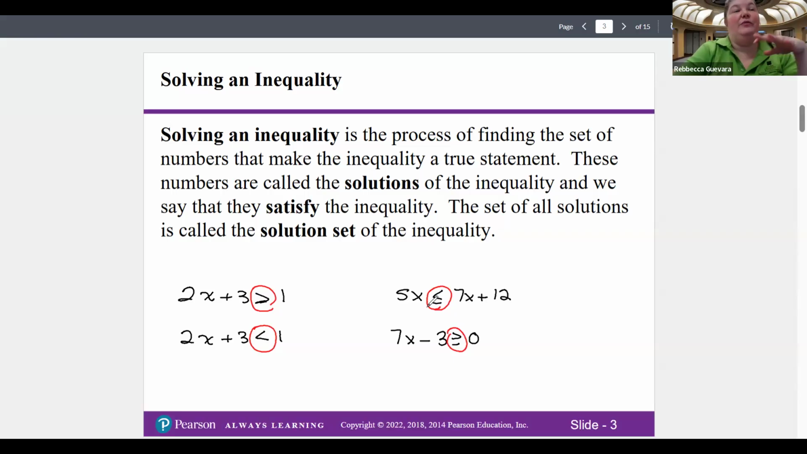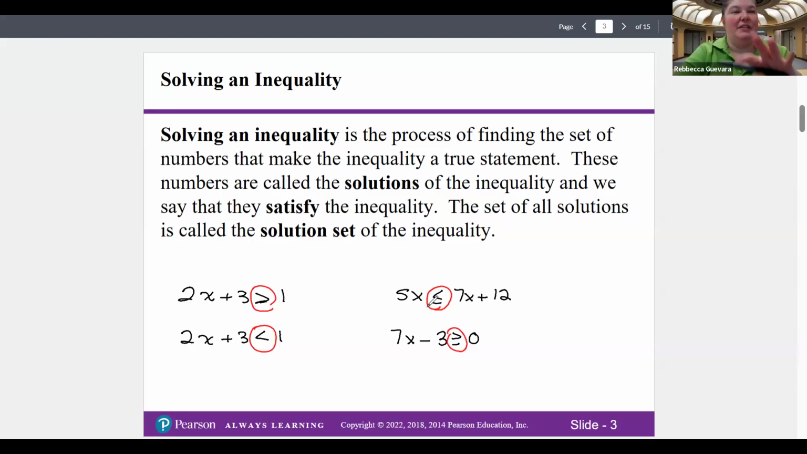So what we're able to do is solve these kinds of problems. Solving an inequality is a process of finding a set of numbers that makes the inequality a true statement. These numbers are called the solution of the inequality, and we say that they satisfy the inequality. The set of all solutions is called the solution set of the inequality.